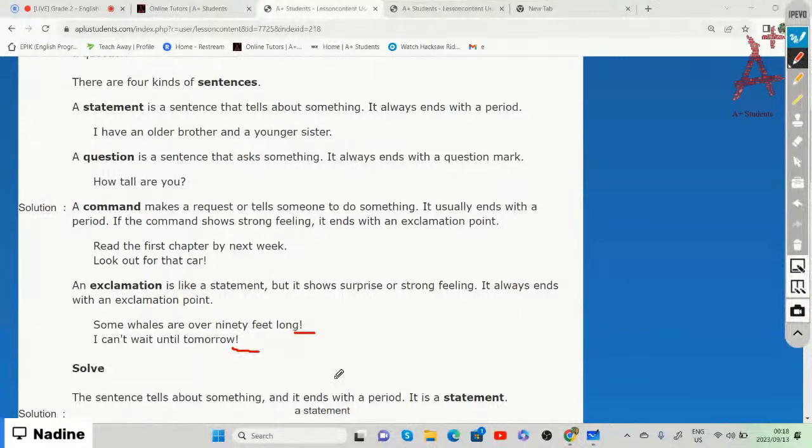So that is our four kinds of sentences. We have a statement that ends with a period. We have a question that ends with a question mark. We have a command that either ends with a period or an exclamation point. And then we have an exclamation, which ends with an exclamation point.